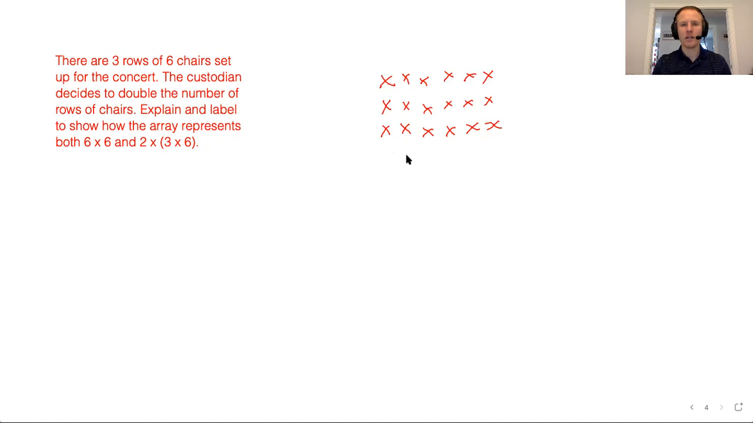He's going to add to that. He's going to double it. So he has 3 times 6. Doubling it means multiplying by 2. He's going to double what he has. 1, 2, 3. We're going to make the same array and just add on the bottom.